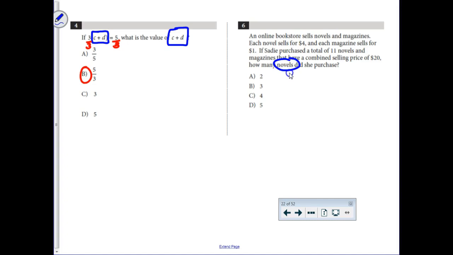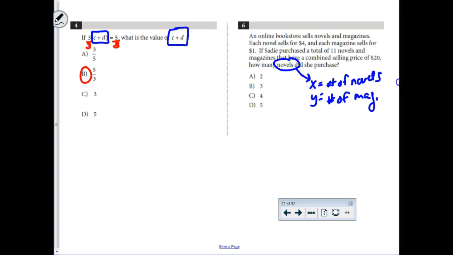Because there are 2 unknown things in this problem, the number of novels and the number of magazines, we need to set up a system of equations. And I know this seems like overkill because some of you are like, I don't need to tell you what X and Y are. I disagree. What would you like X to be? Number of novels? Okay. So that leaves Y to be the number of magazines. So a little reminder that we're trying to find the number of novels at the end of this question.